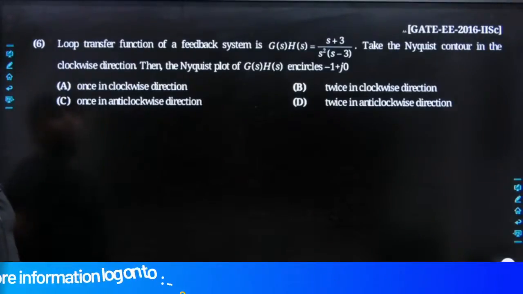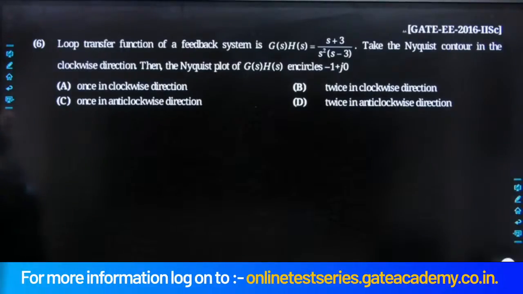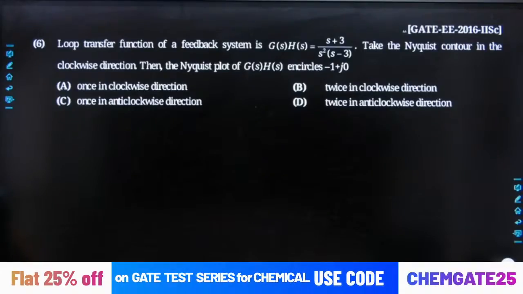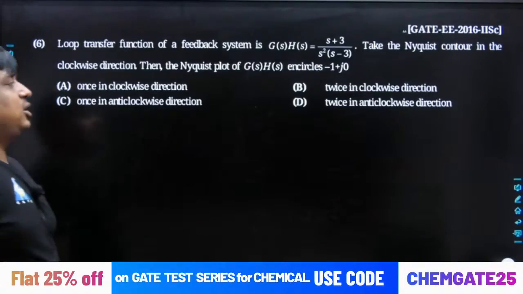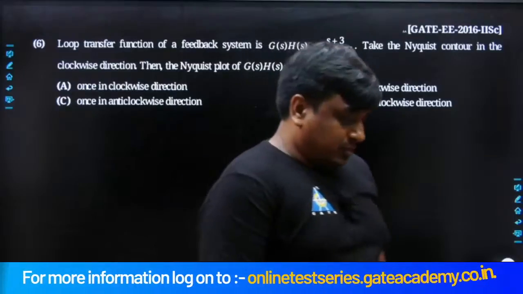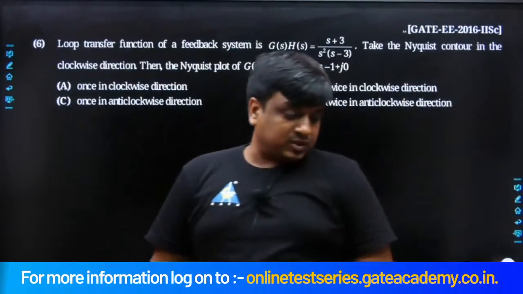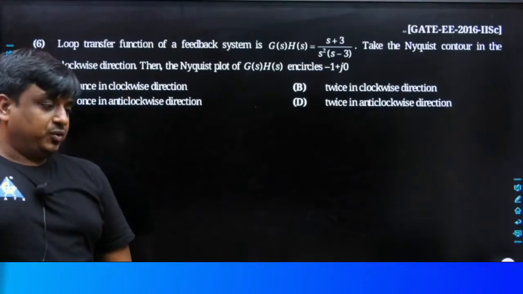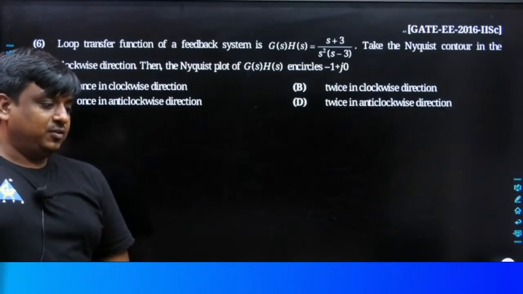Take the Nyquist contour in the clockwise direction. Then the Nyquist plot of G(S)H(S) encircles minus 1 plus j0: once in clockwise direction, twice in clockwise direction, once in anti-clockwise direction, or twice in anti-clockwise direction. I would like to have the input from each one of you. What could be the best answer for this given problem?